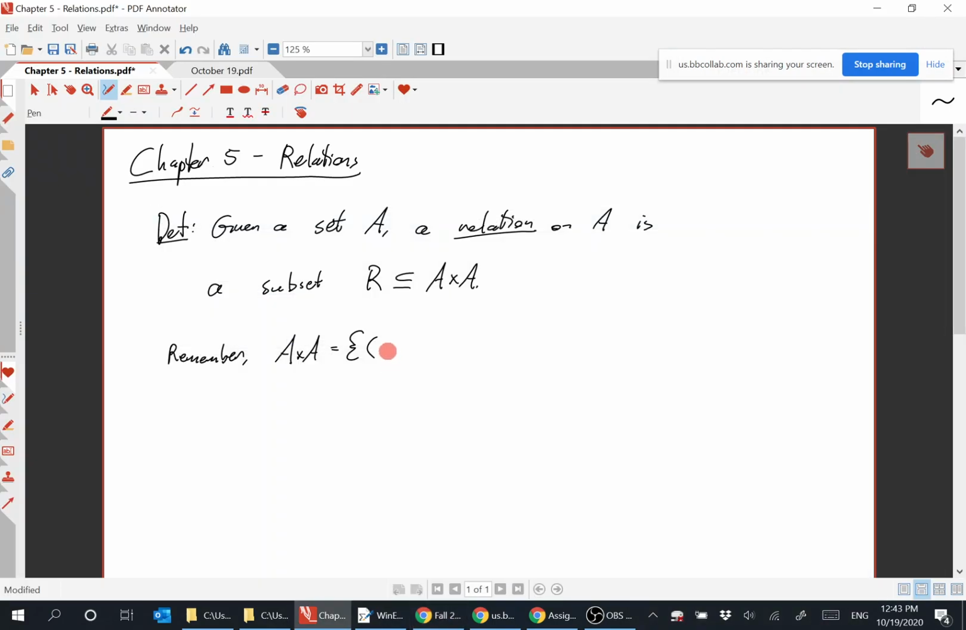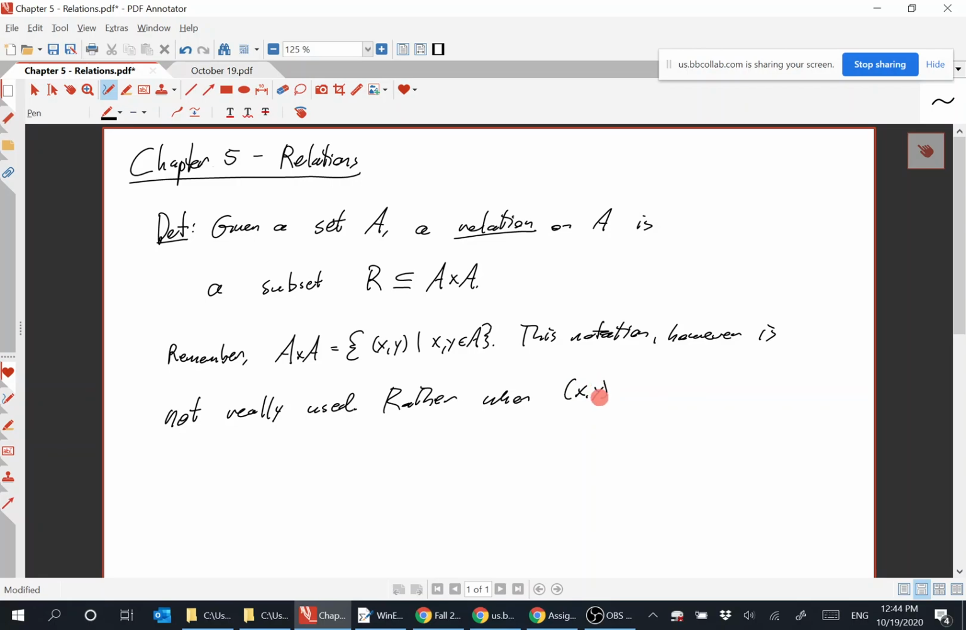pairs of the set. Yeah. Set of all pairs x, y. Ordered pairs, right? There's a first coordinate and a second coordinate, such that x and y are both elements of A. Right? This notation, however, is not really used.